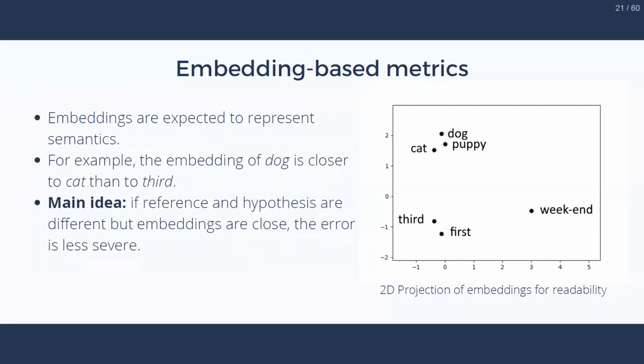The idea behind the embedding-based metrics is that embeddings are expected to represent semantics. The main idea is that if the reference and the hypothesis are different, but the embeddings are close in the embedding space, the error is expected to be less severe.